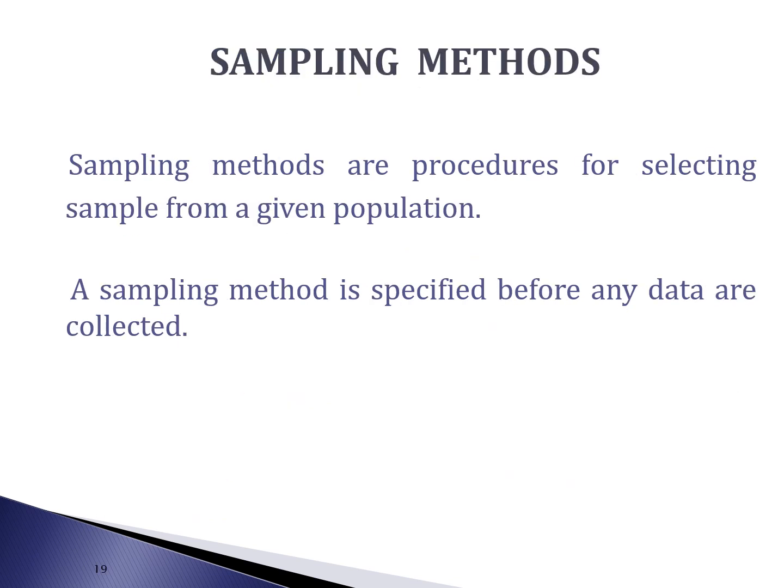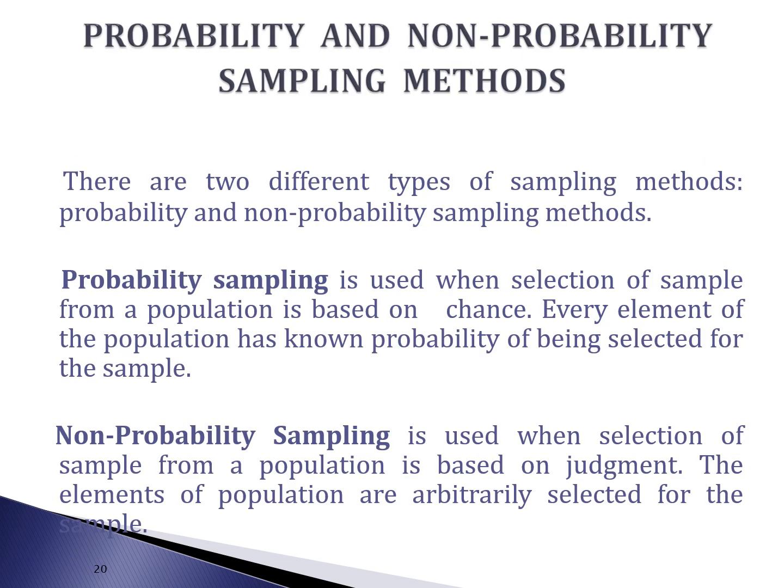Now comes the selection of sampling methods. Sampling methods are procedures for selecting a sample from a given population. A sampling method is specified before any data are collected. And there are probability and non-probability sampling methods.